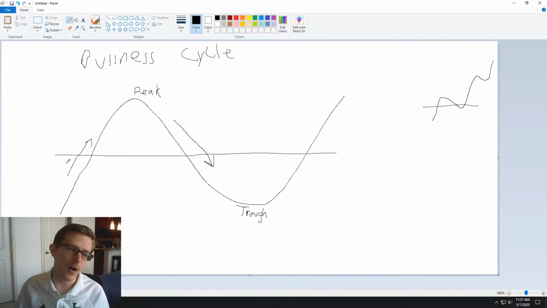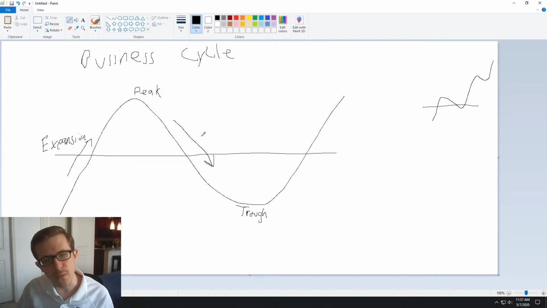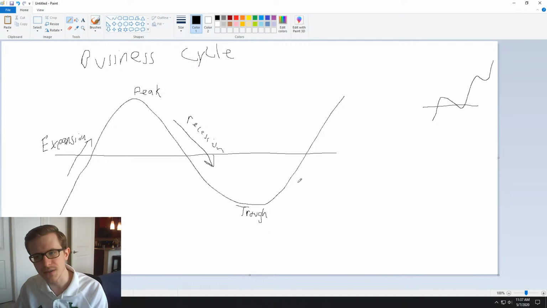So, on the way up, it is called expansion. Hopefully I can write this well. Expansion. There we go, expansion. And on the way down, it's going to be called recession. As the economy expands and recesses, just depending.